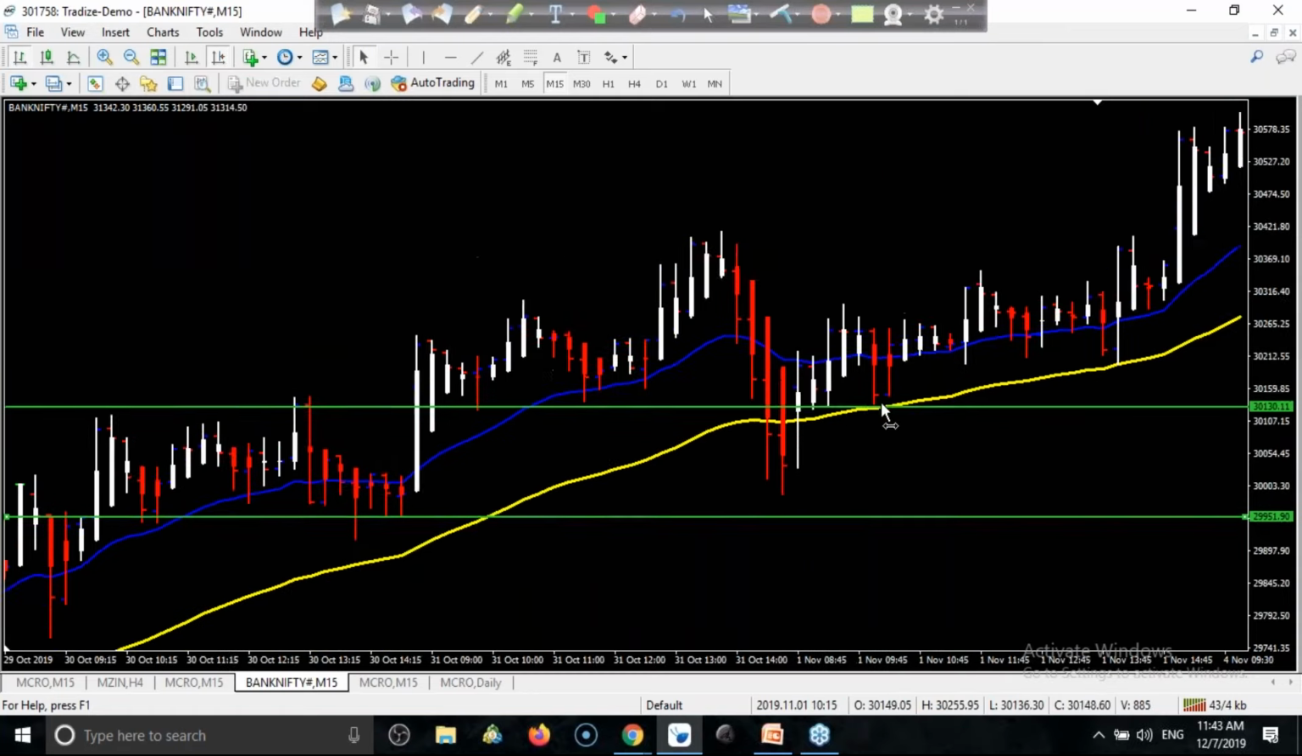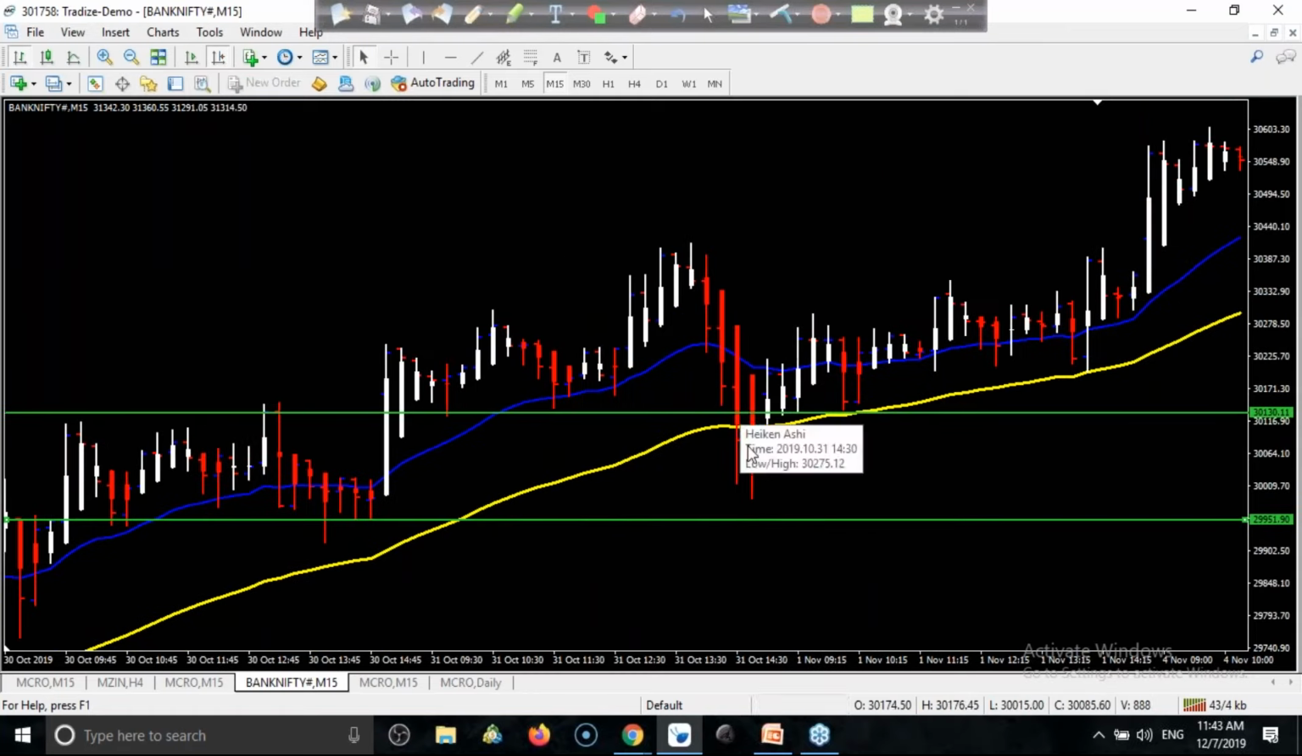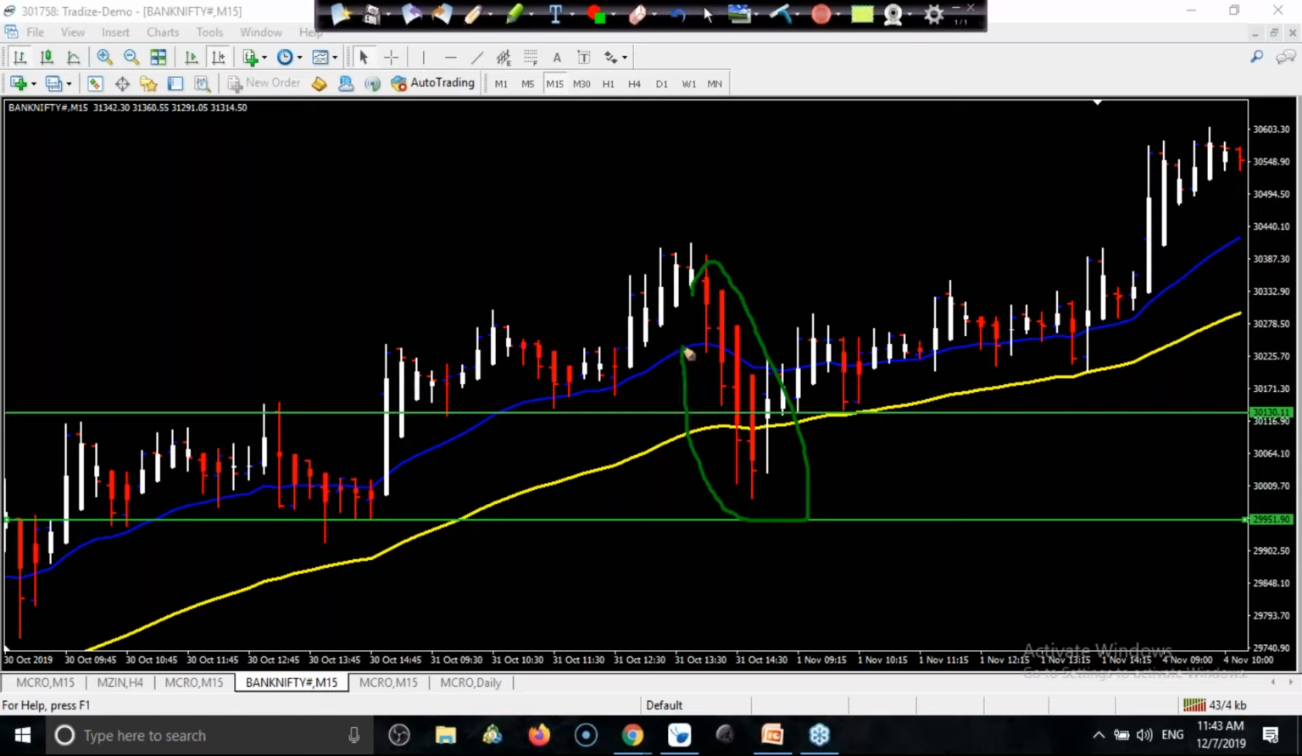And see, price is running. We have seen a downtrend in this area, right? Most of the candles are forming a strong bearish candle in this area. Have you seen in this area? No, we are not looking for sell.